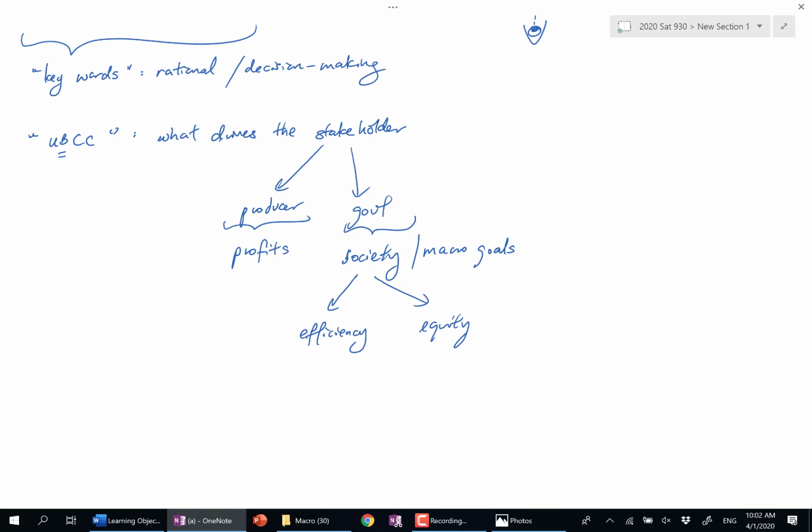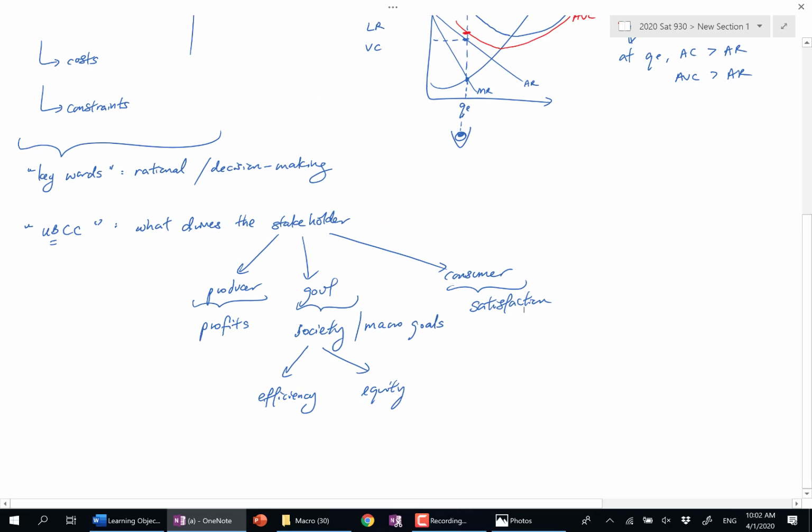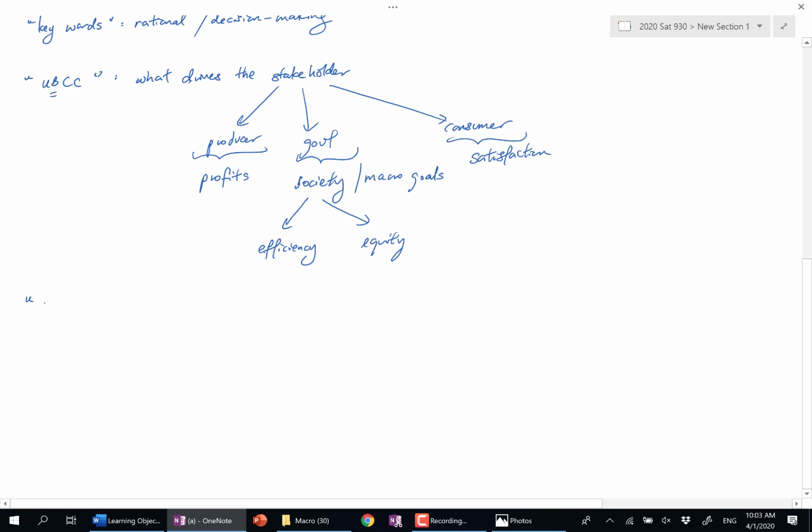It's just profits. Okay? Then if you are looking at consumers, consumer will be more of they just want satisfaction. Okay, that's it. Any questions? No? Okay. So this is just one part on benefits. Now, cost.